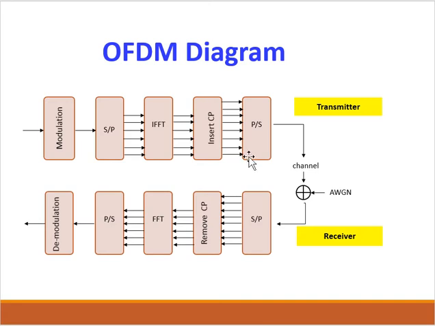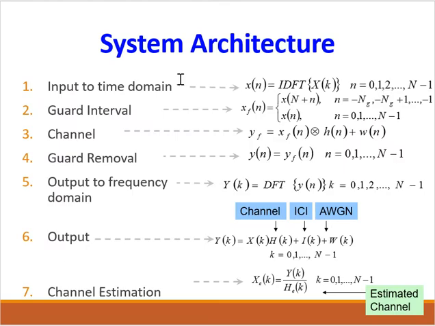Then the signal experiences P2S conversion, and then it is transmitted through a channel which is subject to additive white Gaussian noise. Then S2P conversion and remove CP. FFT translates the signal from time domain to frequency domain, and then P2S conversion and demodulation. This is the whole process. This is the system architecture, and each function shows how each process works.